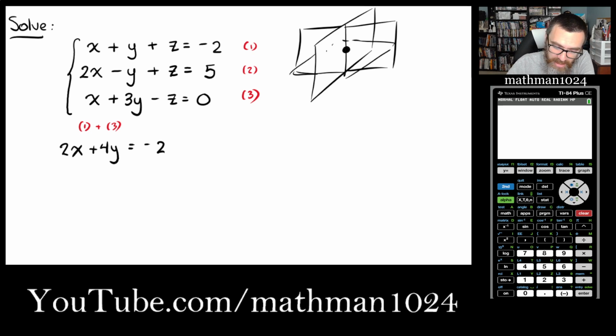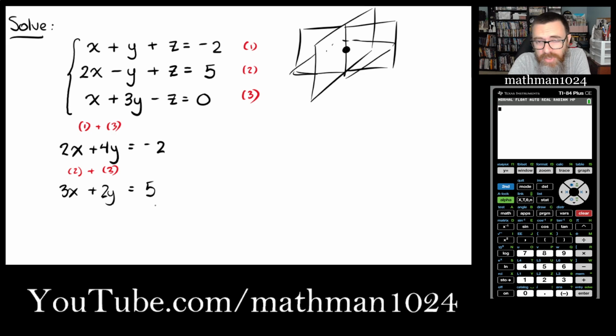And then if I combine equation 2 with equation 3, again, we'd get the z to go away, but we're doing this with a different pair of equations. If I combine these, we get 2x plus x, which is 3x. Negative y plus 3y is plus 2y. Again, the z's go away. 5 plus 0 is 5. And so now we have a very nice looking system of equations.